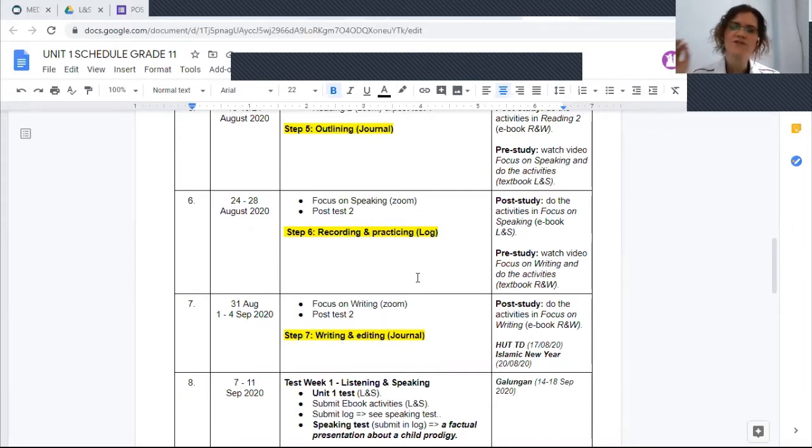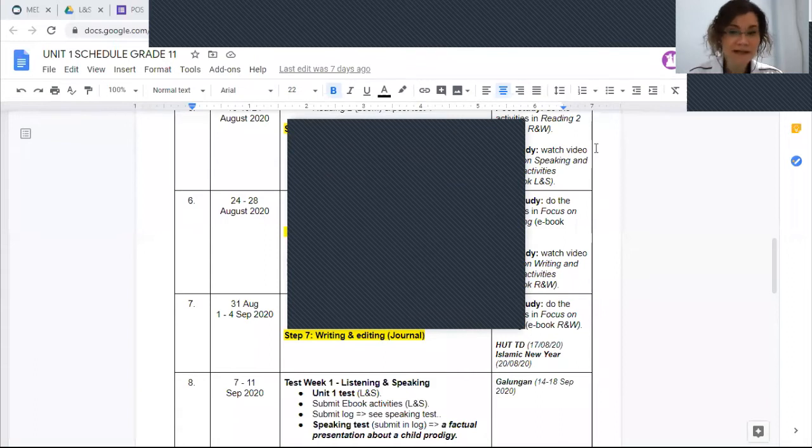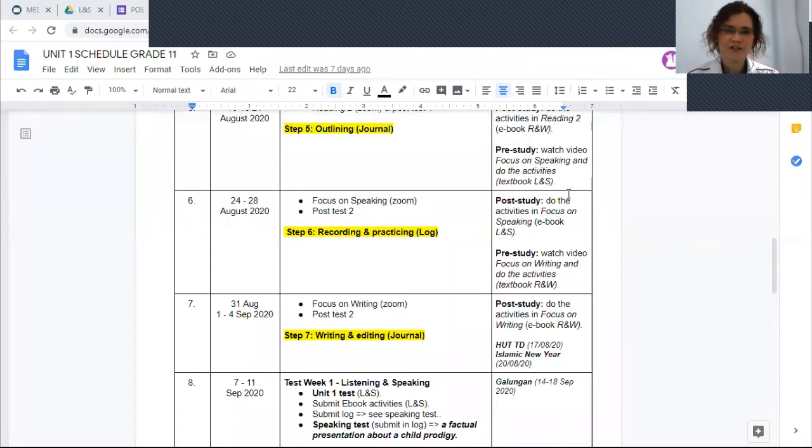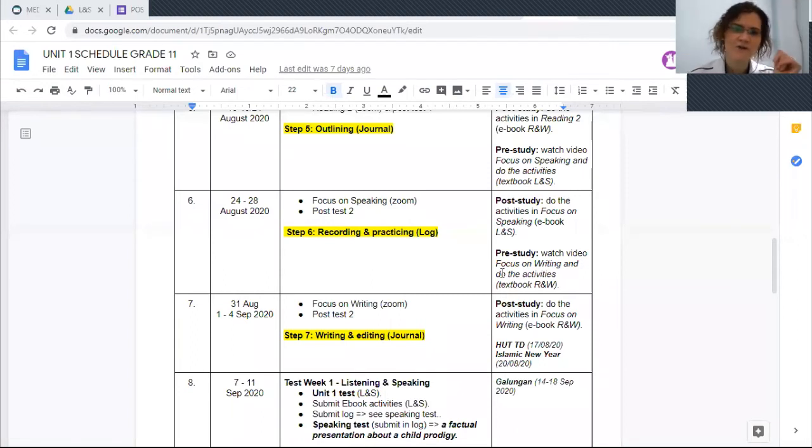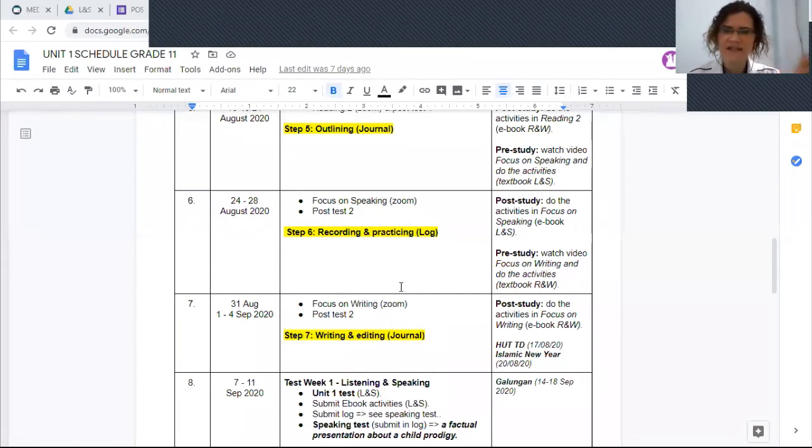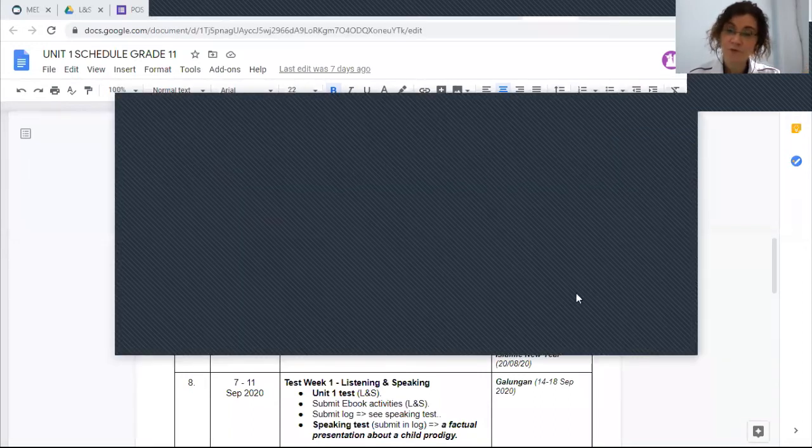And then to upload to the log, you go to your ebook for listening and speaking. And then you go to Unit 1, and at the end of Unit 1, there you have the log submission. There is a Google form link which you will open, and then there you can submit your speaking test in the log. And you do that also for your writing, that is submitted inside a Google form, which is in your ebook. So you only submit the form, and by submitting the form, I automatically get your homework. Yeah.